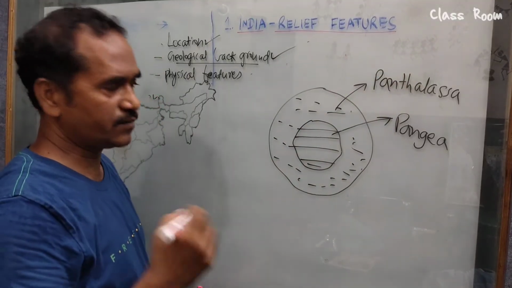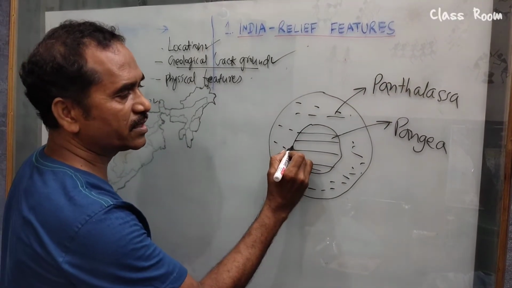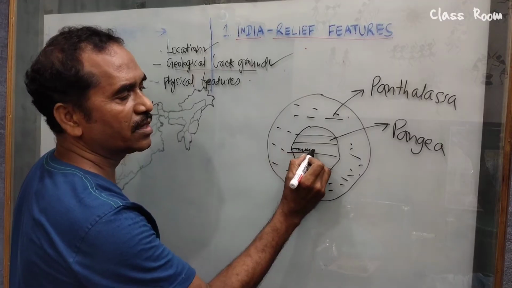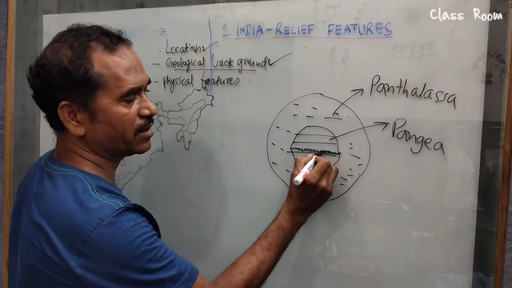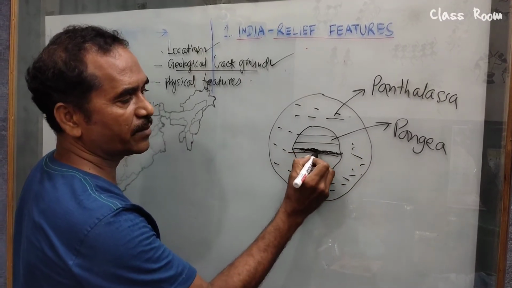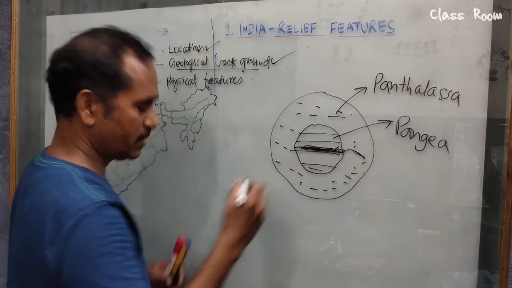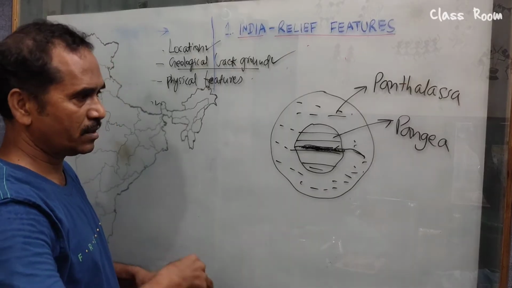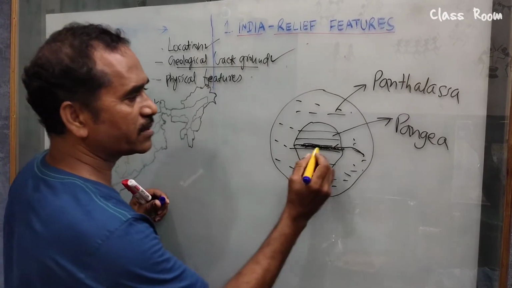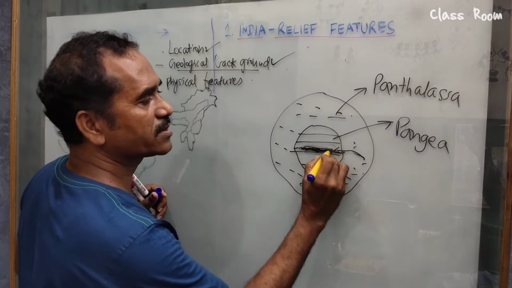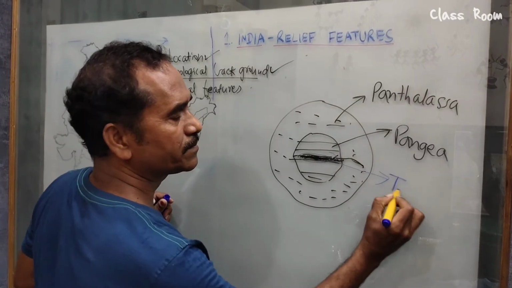What happens after some years? Here we see some cracks due to some reasons. Some cracks happen here. So the water body enters this, so that we get here one sea. A sea can be seen here. This sea is named the Tethys Sea.